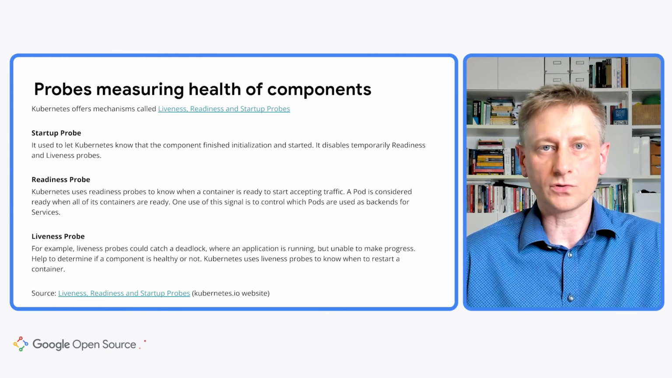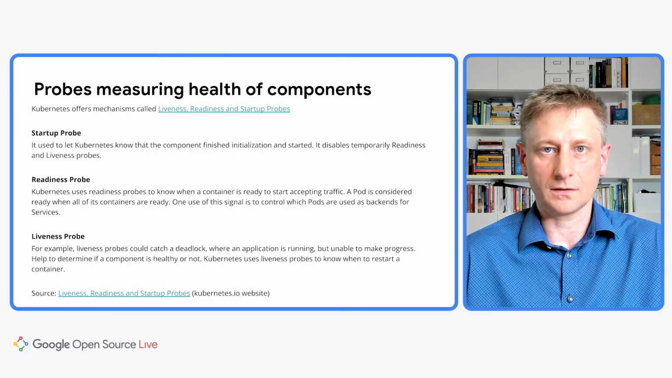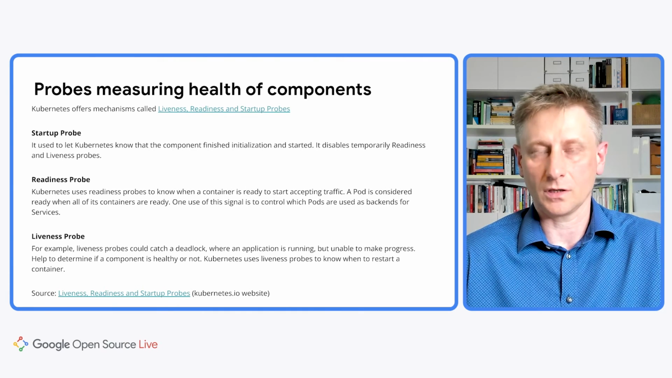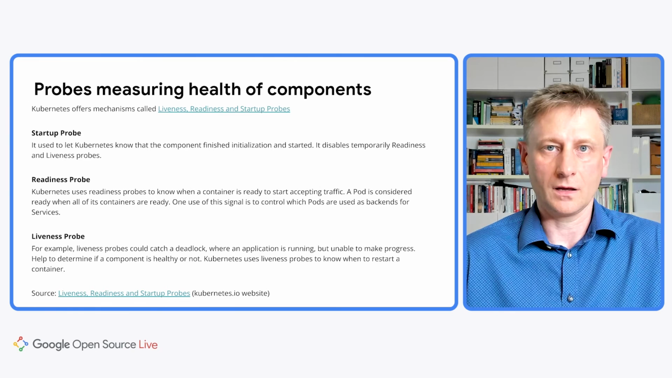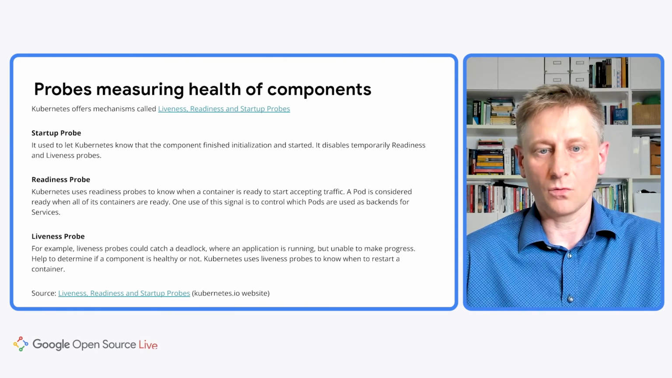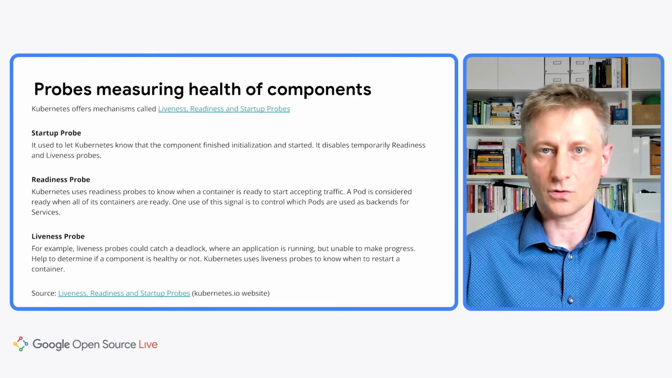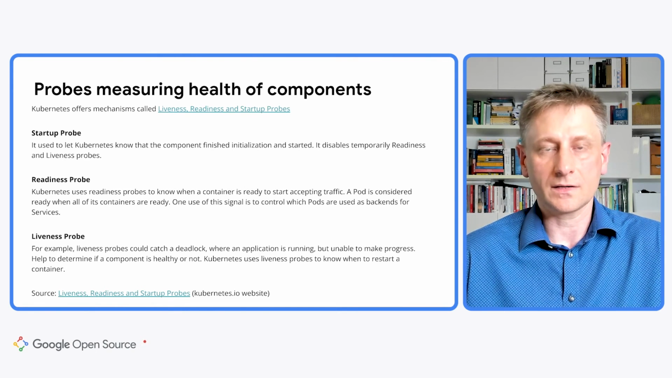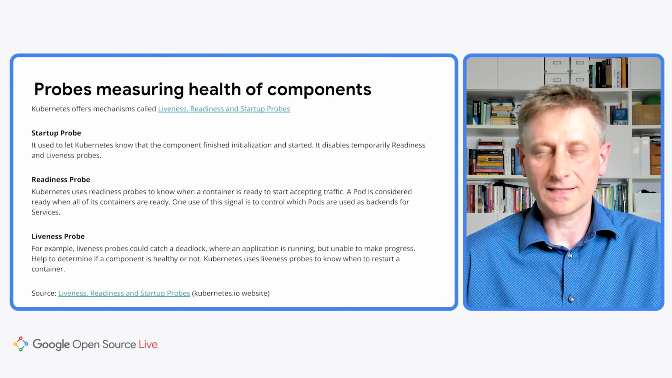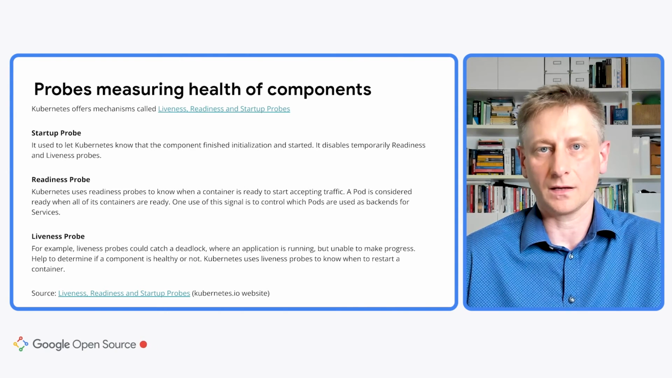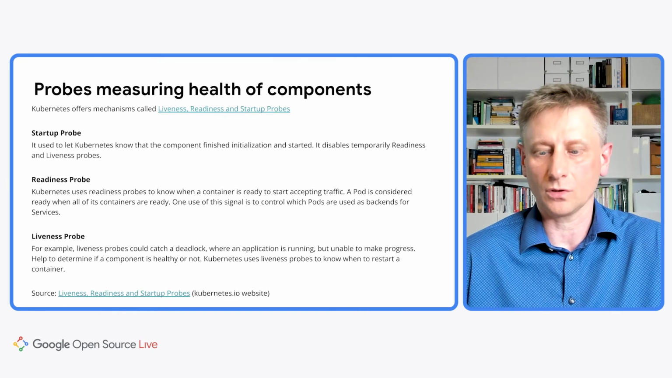So, for example, you could try to discover deadlocks that make the scheduler not work properly. Or if an Airflow worker is not able to execute tasks, you could also discover it. As a result, once Kubernetes gets a signal, okay, this component doesn't work as expected, it can restart it, and in this way auto heal it.